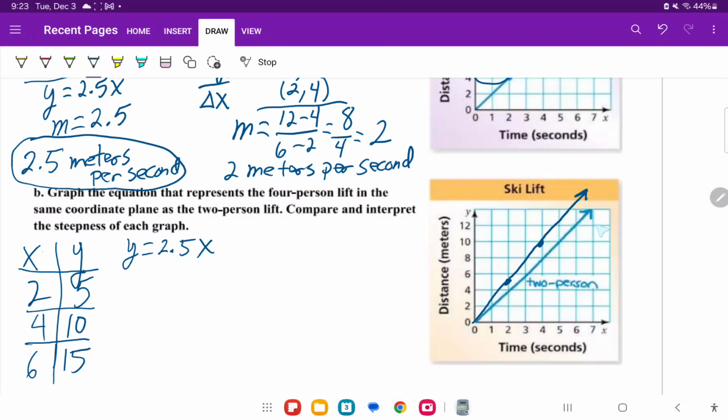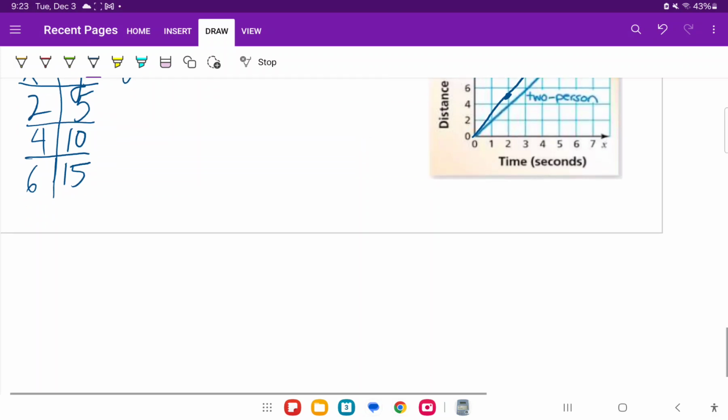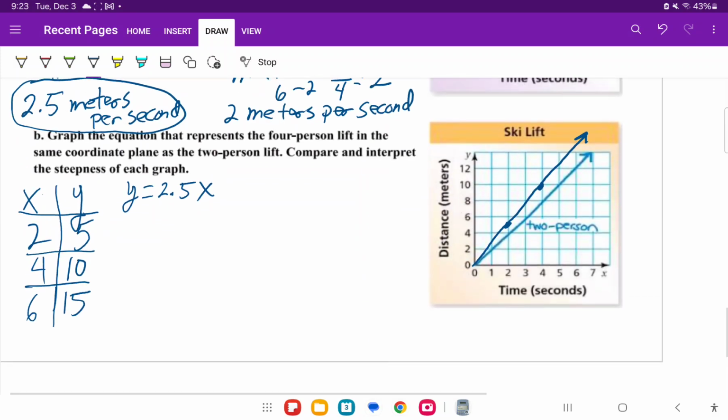So it's moving faster. Probably had a larger engine so that it can pull the weight of those a little faster. Why is it steeper? It's steeper because it's going faster, so it covers more distance during the same amount of time. So for the same amount of time, it's covering a farther distance, is what that means.